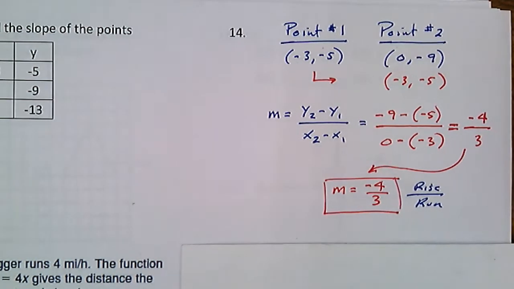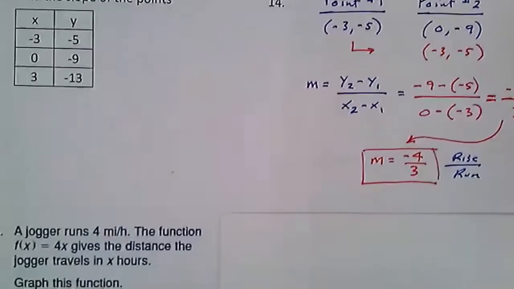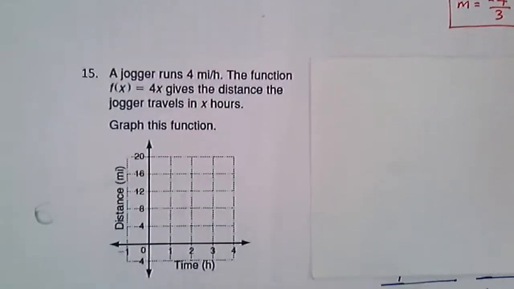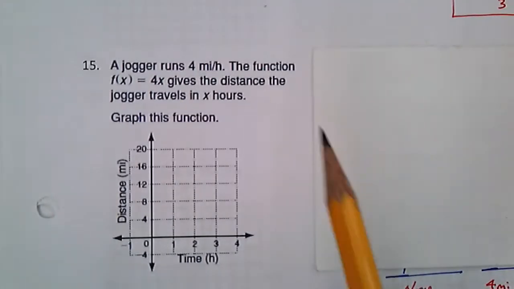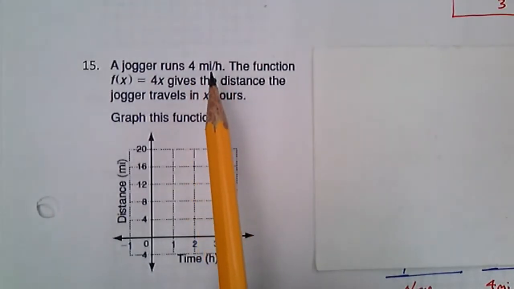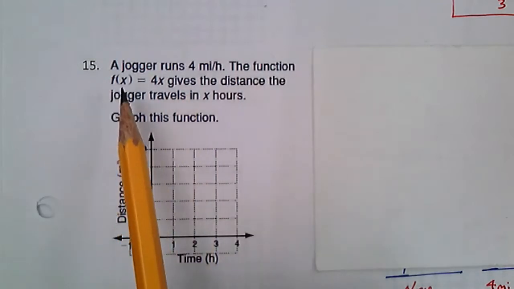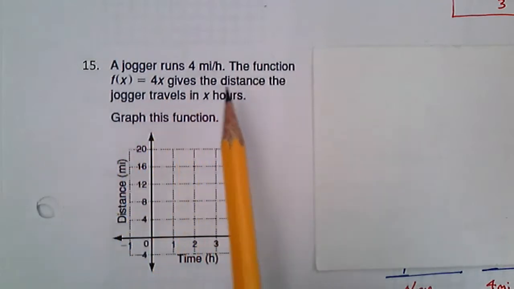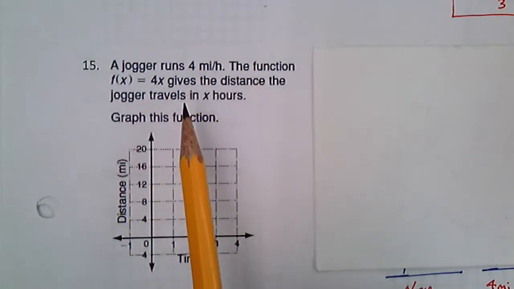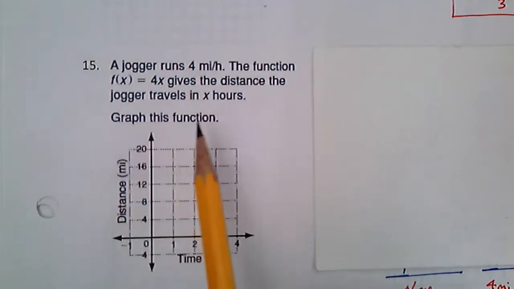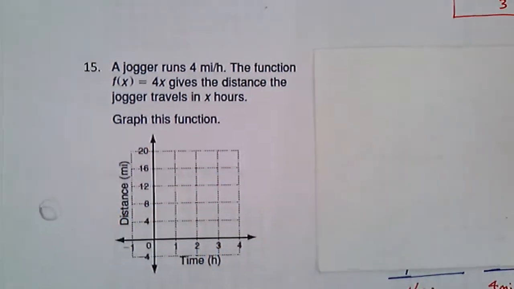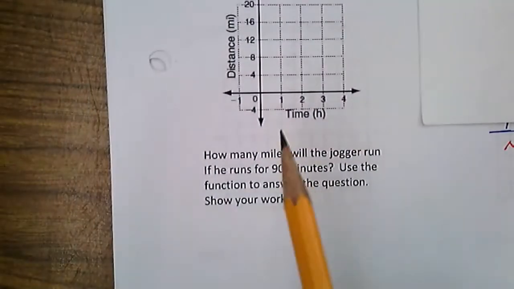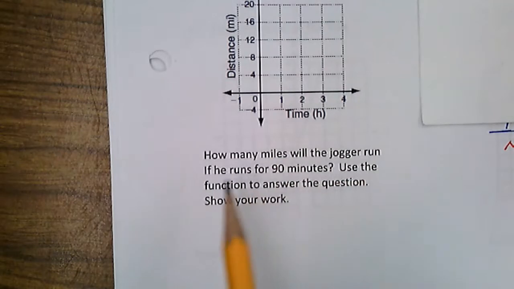All right, number 15. It says a jogger runs 4 miles per hour. The function f of x equals 4x gives the distance the jogger travels in x hours. Graph the function. And then down here it says, how many miles will a jogger run if he runs for 90 minutes? Use the function to answer the question.